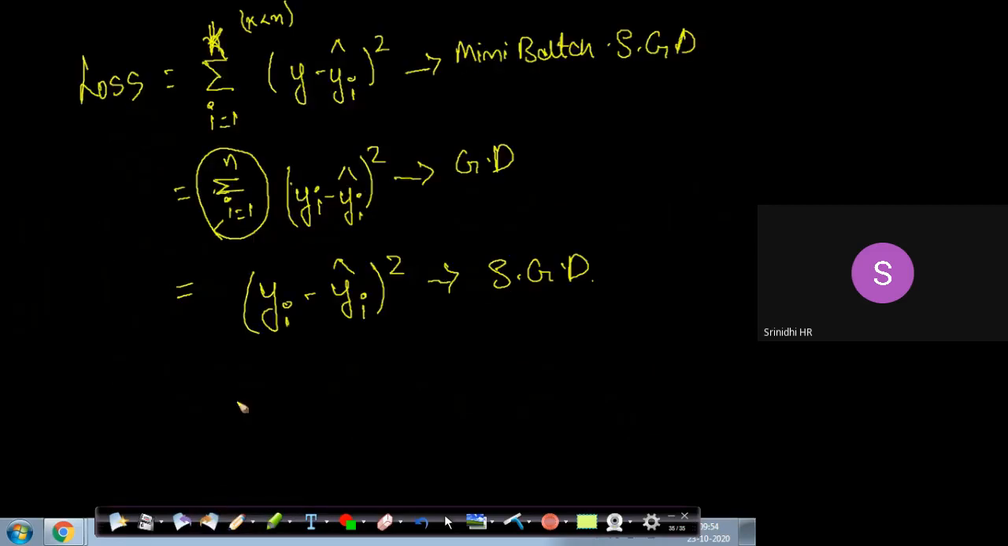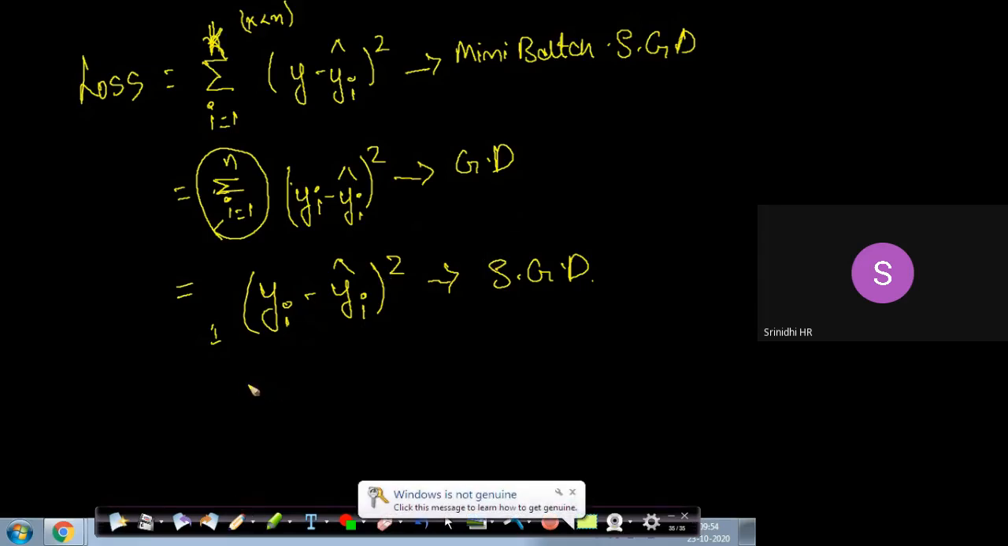The formula associated with this is i equal to 1 to k, where k is less than n. That is mini batch. These things remain the same: yi minus yi cap whole square remains the same. Only these limits change. For this it is i equal to 1 to k, and for this it is i equal to 1 to n. For this, since it is a single data point, I don't have a summation. It is simply 1 into yi minus yi cap whole square, which is the stochastic gradient descent point.